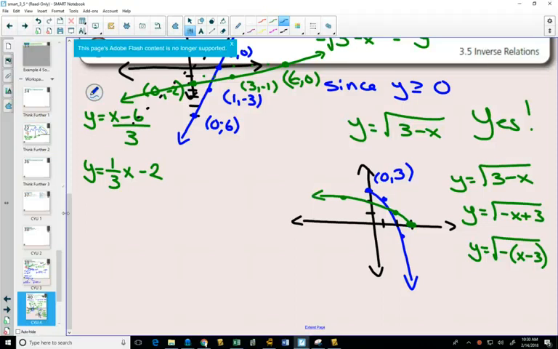When we look at this one and draw our diagonal line, y equals x, do they look like reflections over each other? Yes. Do our points seem to match up that have been switched? Yes. So we can see graphically that this one is an inverse of the other one.